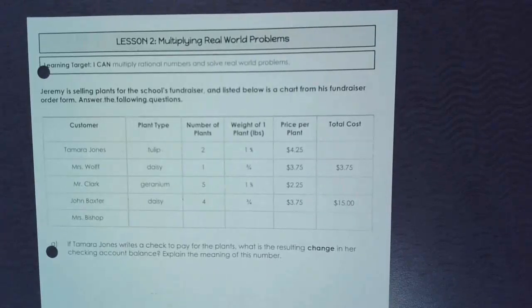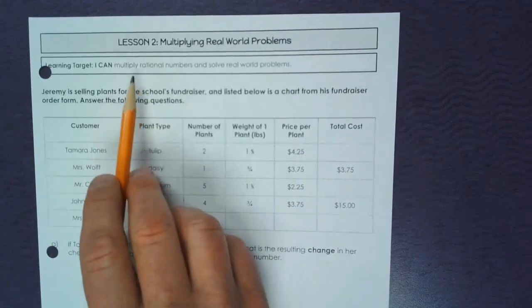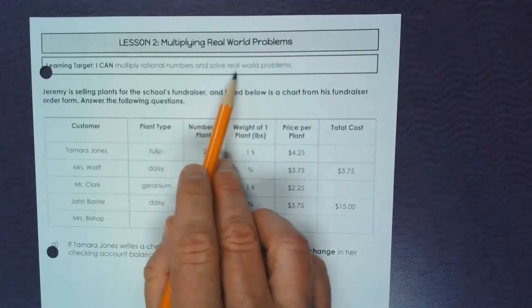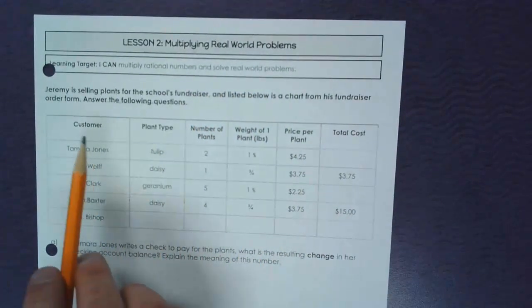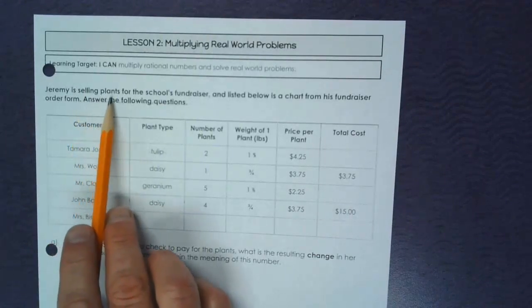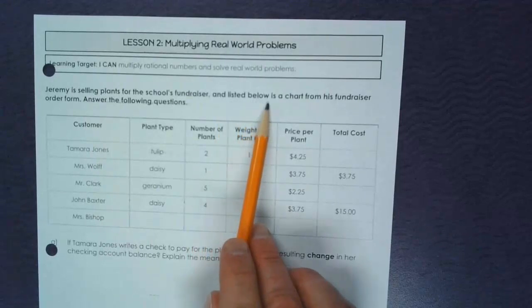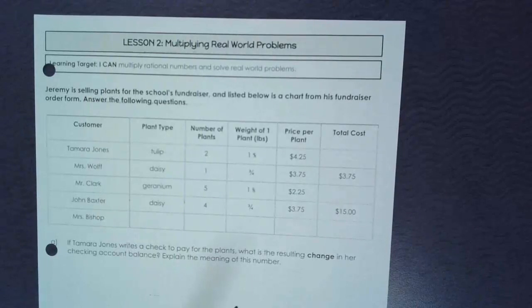We are at lesson 2 of our multiplying and dividing rational numbers. Our learning target today is I can multiply rational numbers and solve real-world problems. So there's one situation, and we're going to fill in the table. It says Jeremy is selling plants in the school fundraiser, and listed below is a chart from his fundraiser order form. Answer the following questions.